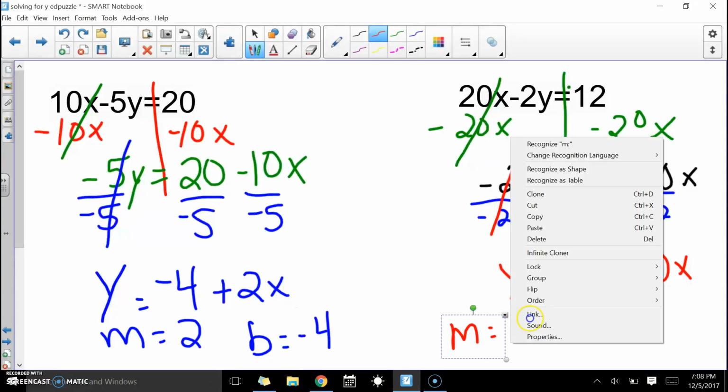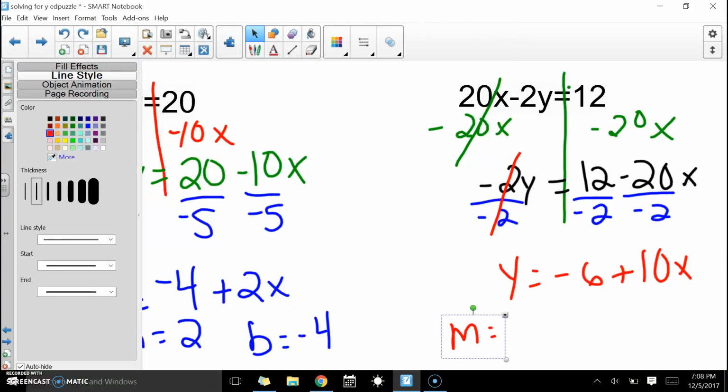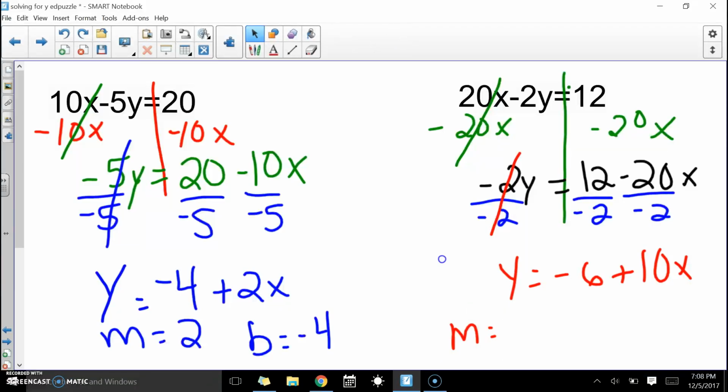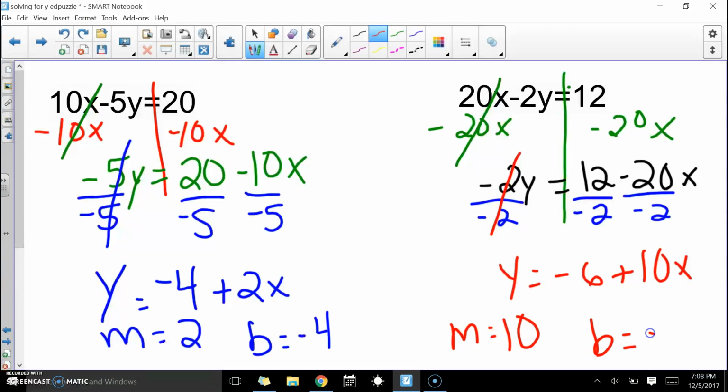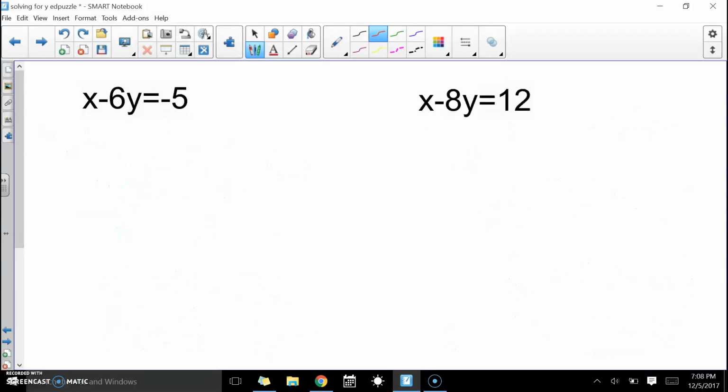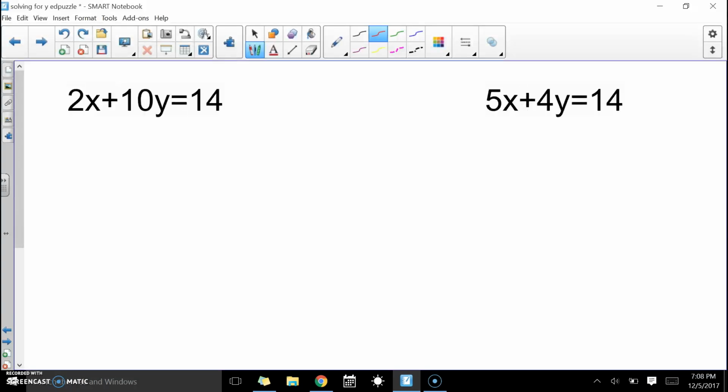M is positive, whoops, what just happened? M is positive 10, okay. Hold on. And my b is negative 6. Okay, we have 4 more.